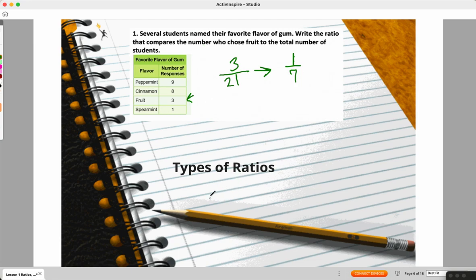There are actually different kinds of ratios to look at. So we looked at one type where we have a part to whole, and that's a pretty common fraction relationship. That's how fractions are built. So fractions are truly really a ratio.